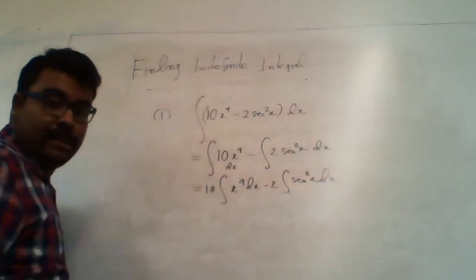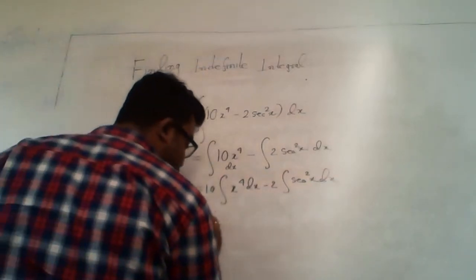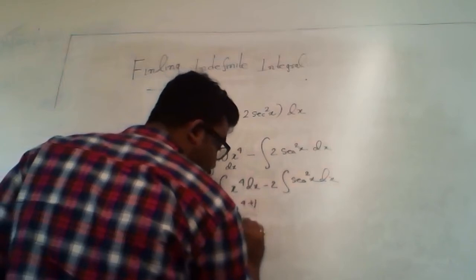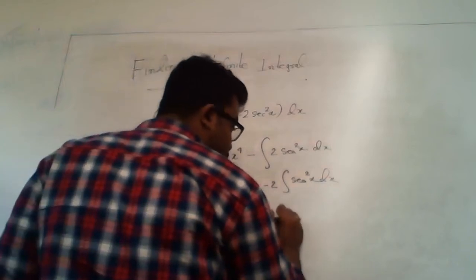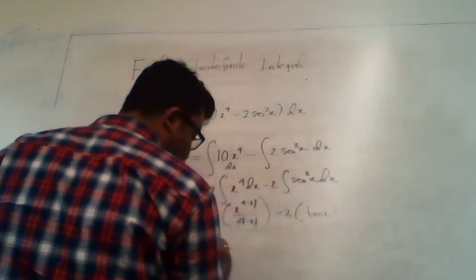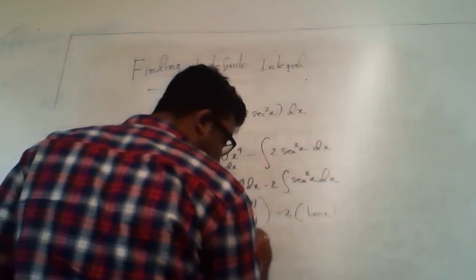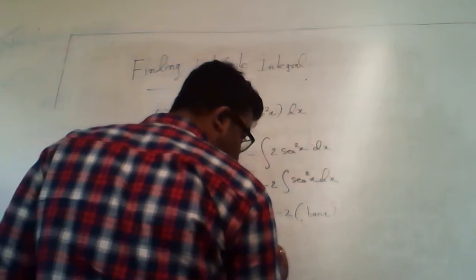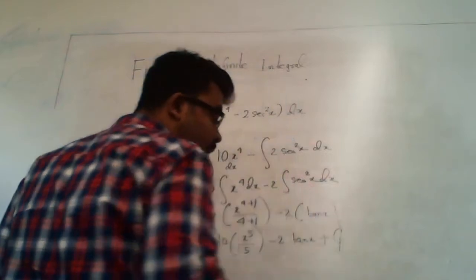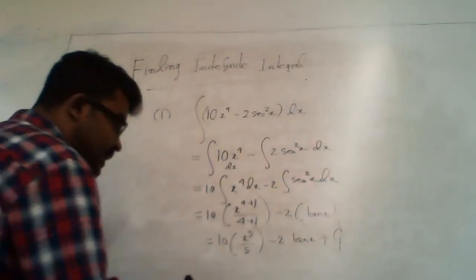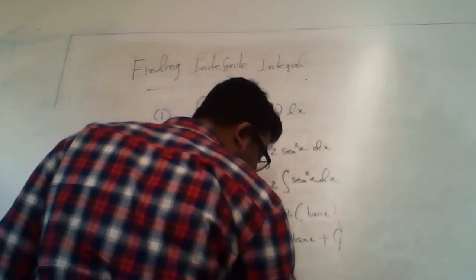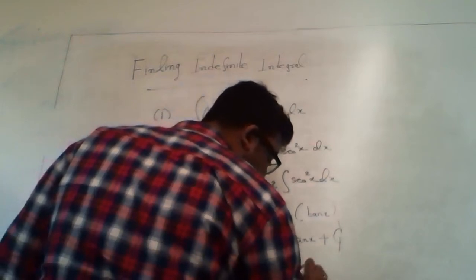Then using the formula for integral, the first one should be x to the power 4 plus 1 by 4 plus 1, minus 2 times integral of sec square x, which should be tan x. So it should be 10 x to the power 5 by 5 minus 2 tan x. Lastly, you must add a c when you are finding indefinite integral. So your answer should be 2 x to the power 5 minus 2 tan x plus c.